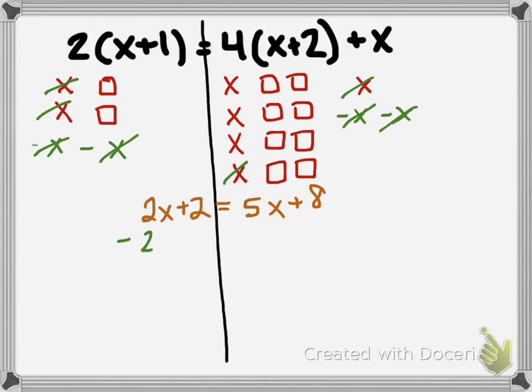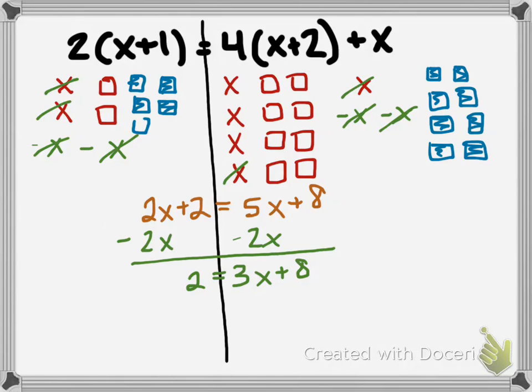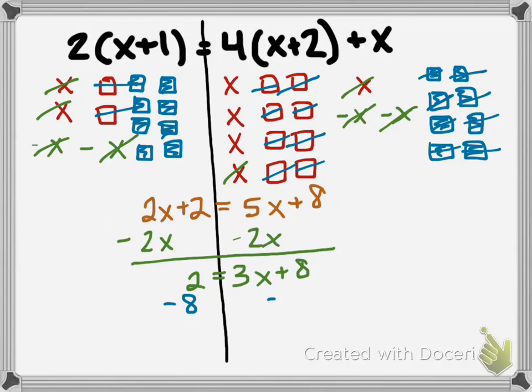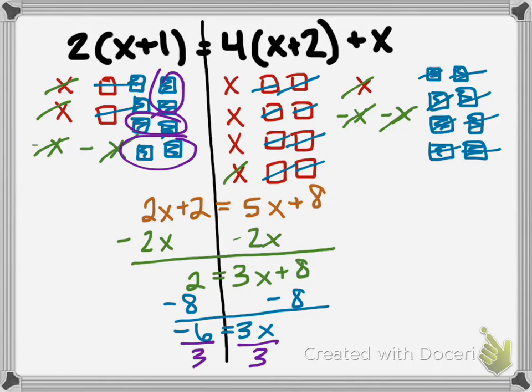So I would show that in my equation as minus 2x on both sides, and we're left with 2 equals 3x plus 8. Then we would notice that we have 8 on the same side of the equation as our x's, and we don't want that. So we would subtract 8 from that side by pairing it with 8 negatives. We have to do that on both sides, get rid of those zero pairs, and we are left with negative 6 equals 3x. And finally, we got 3 x's, so we need to put our negative 6 into 3 groups. So we divide by 3 for a final answer of negative 2 equals x.